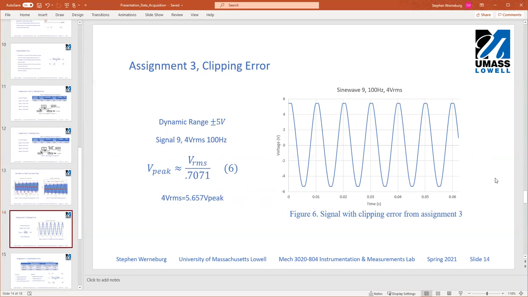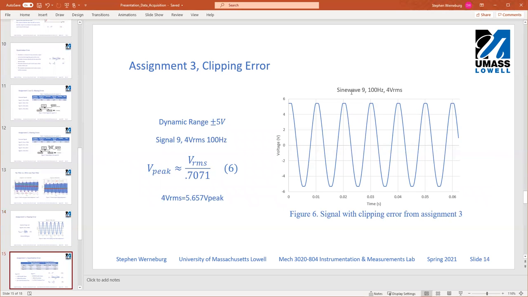and that's because we're surpassing the dynamic range, so at these peaks, we're just measuring plus or minus 5 volts and not the actual amplitude of the signal that we're trying to measure. So to be able to fix this, we would have to increase the dynamic range. And on our digital acquisition system, that would be bumping it up to plus or minus 10 volts, because that's the next level that we're able to select.